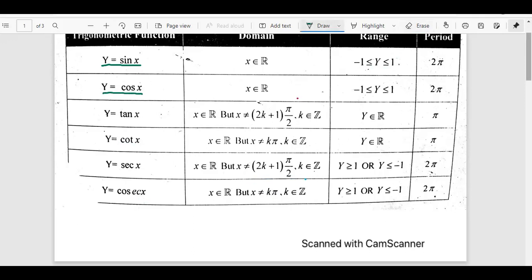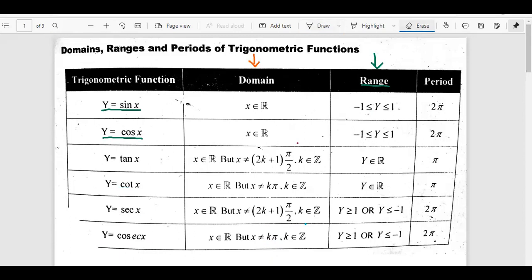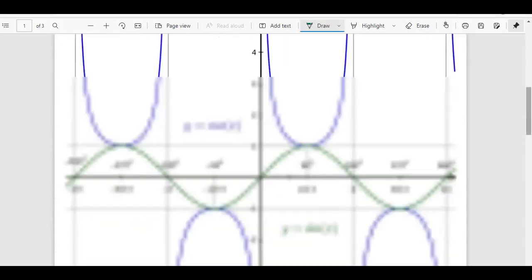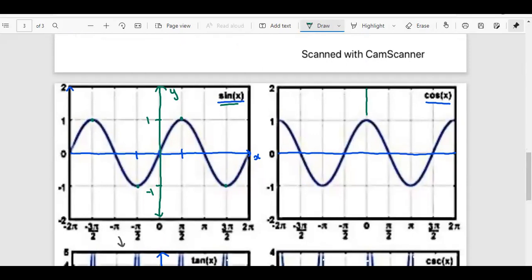Let's talk about the next function, cos x. Again, we're talking about the range now. If I talk about cos x, again, we have the same range. Let's go and see. Just for the sake of understanding, I'm making it here. This is the y-axis and this was the x-axis. When we talk about domain, we check the x-axis. When we talk about the range, we look at the y-axis. Again, the maximum value is 1 and the minimum value is minus 1.